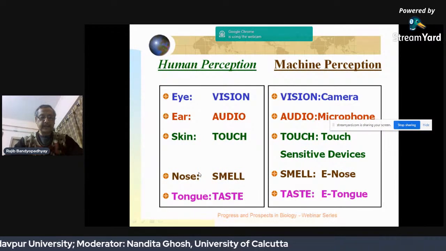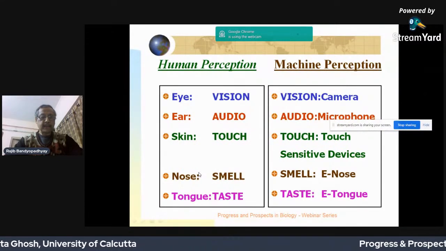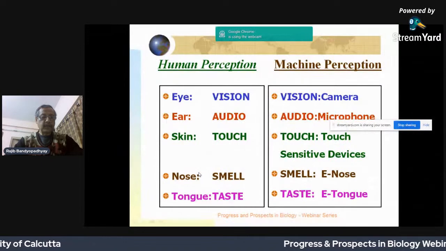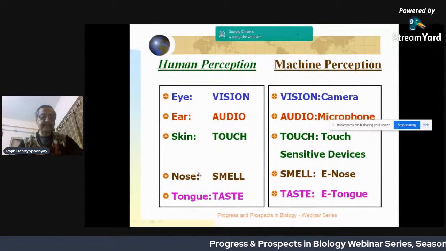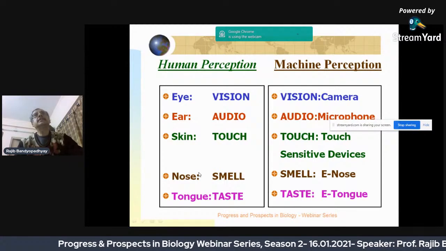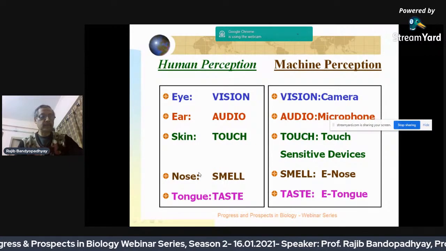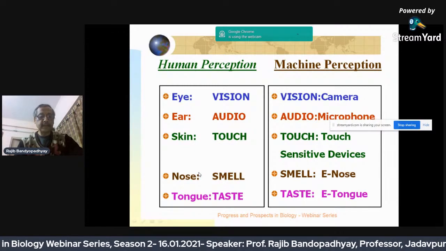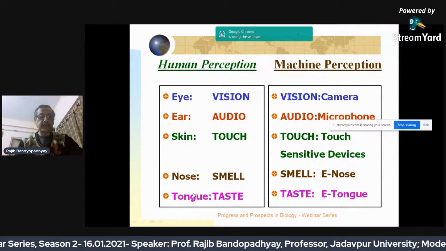Scientists have been trying to mimic the senses of smell and taste, but we still have to do long research for quite some time. This field is not really very new. For the last 30-40 years, scientists have been trying to mimic the nose and tongue.